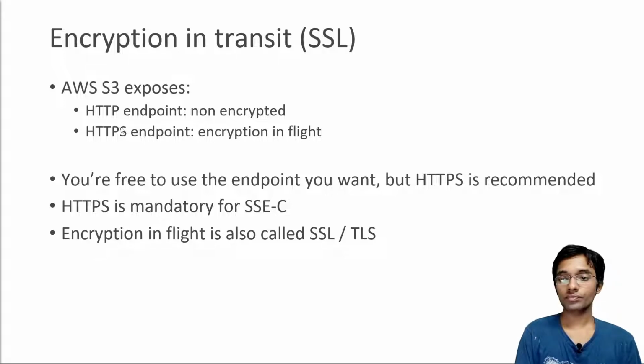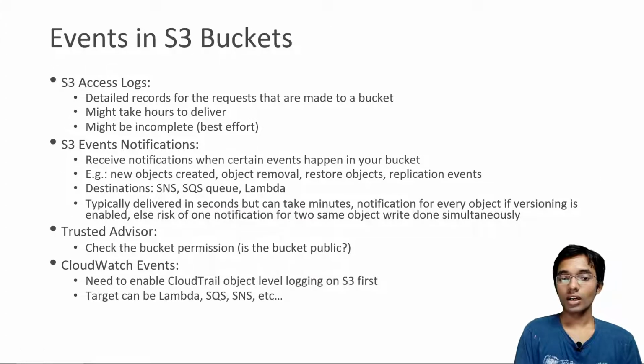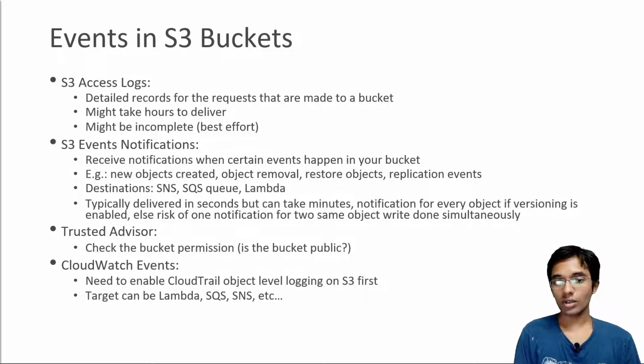So next, we have events in the S3 buckets, and there are multiple ones. The first one is the S3 access logs, which will give you detailed records of all the requests made in the S3 buckets. It might take hours to deliver, it might be delivered to another S3 bucket, and it might be incomplete. This is from the documentation: it could take hours to deliver, and it could even be incomplete. So this is best effort, but it's still a really good access log for S3.